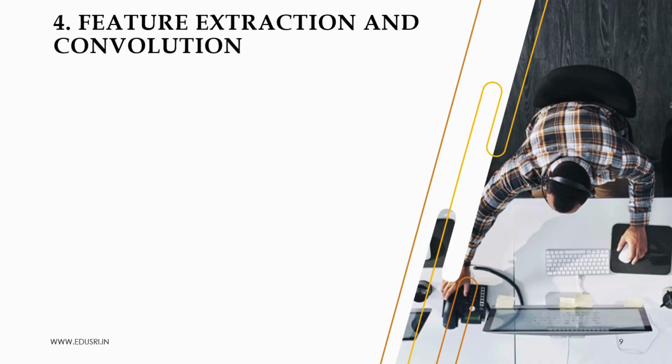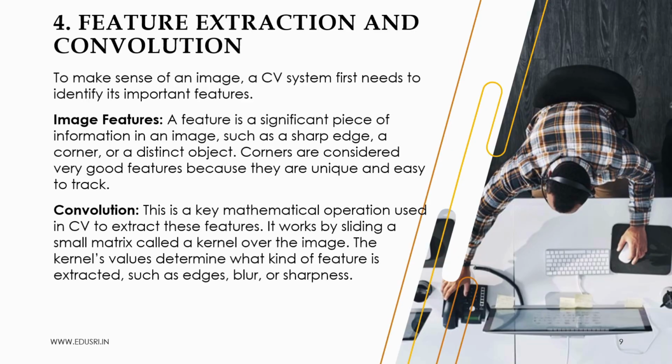Now, let's move on to our fourth topic: feature extraction and convolution. To make sense of an image, a computer vision system first needs to identify the important features present in that image. Let's first understand what an image feature is. An image feature is a significant piece of information in an image. It can be a sharp edge, a corner, or a distinct object. Corners are considered very useful features because they are unique and can be easily tracked by a computer vision system.